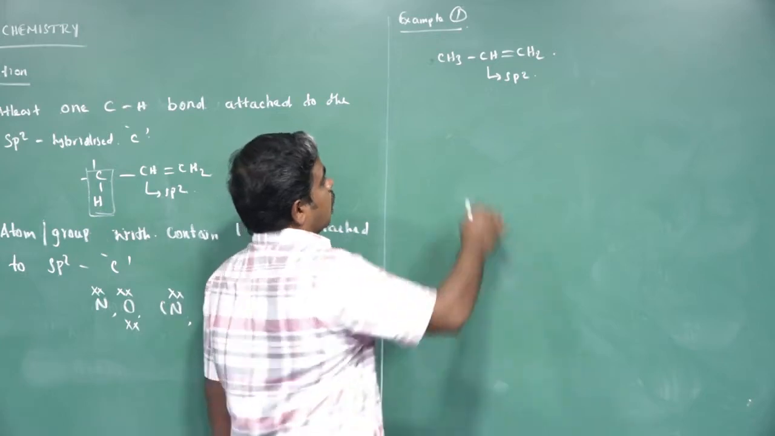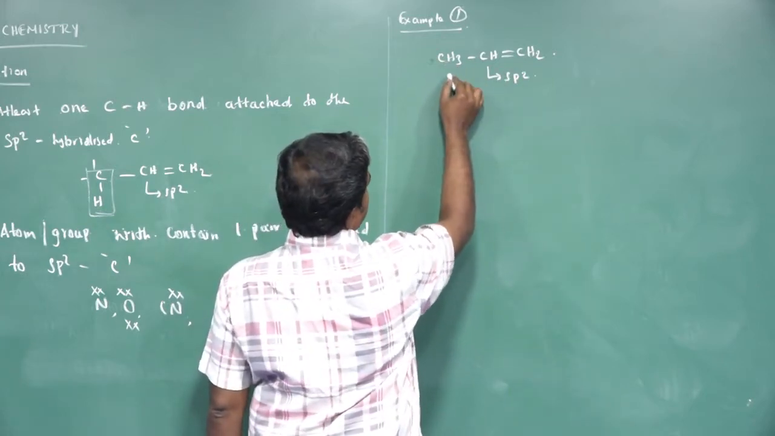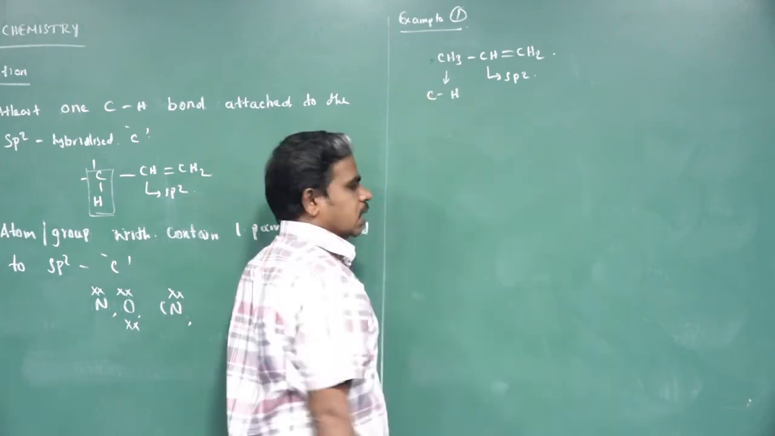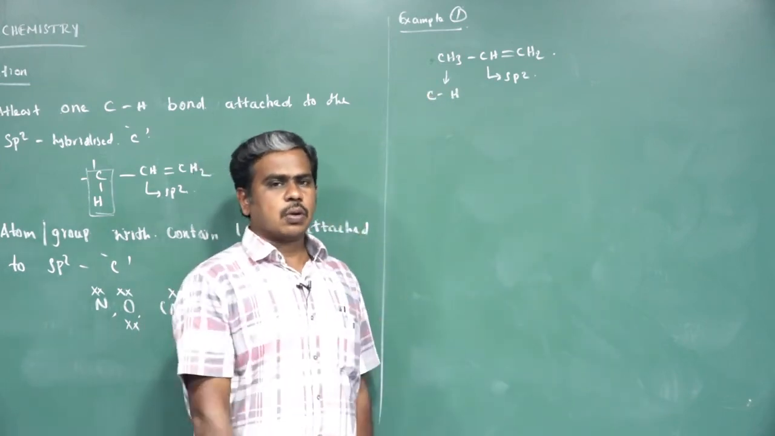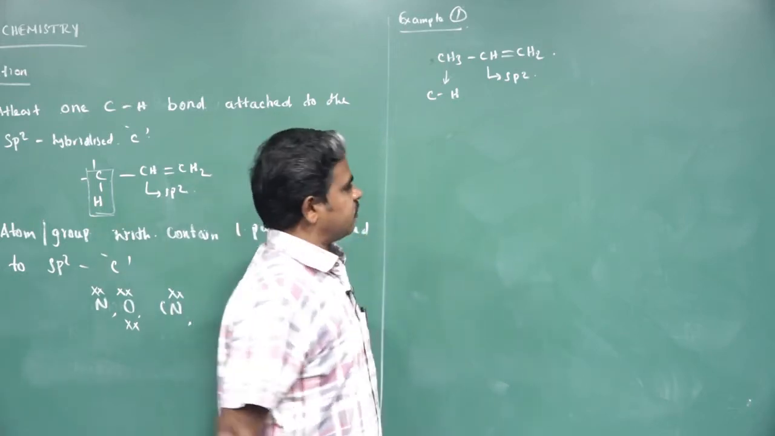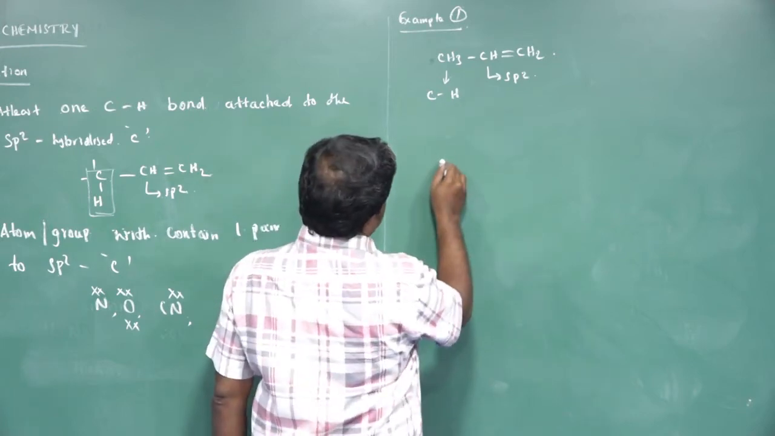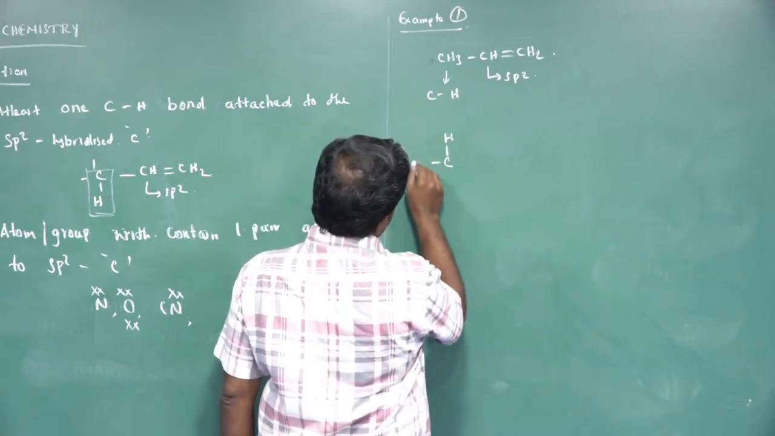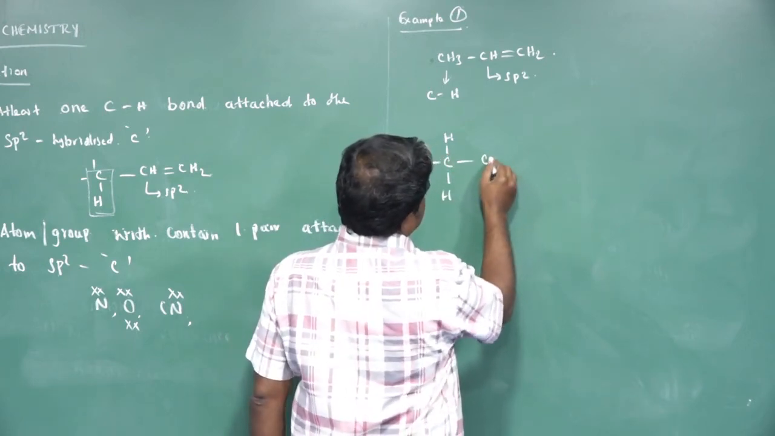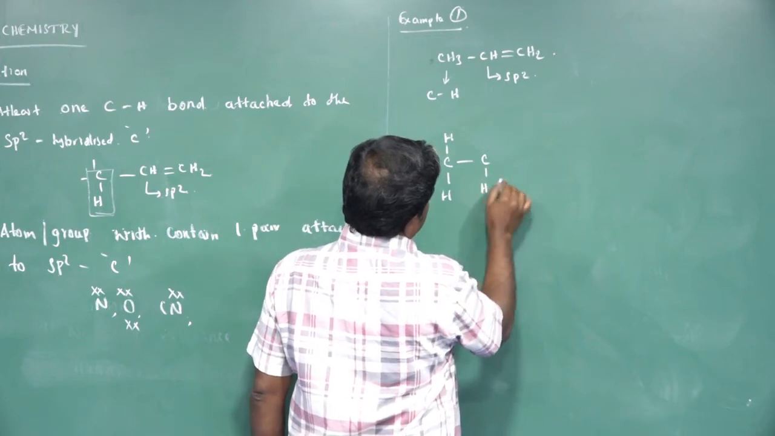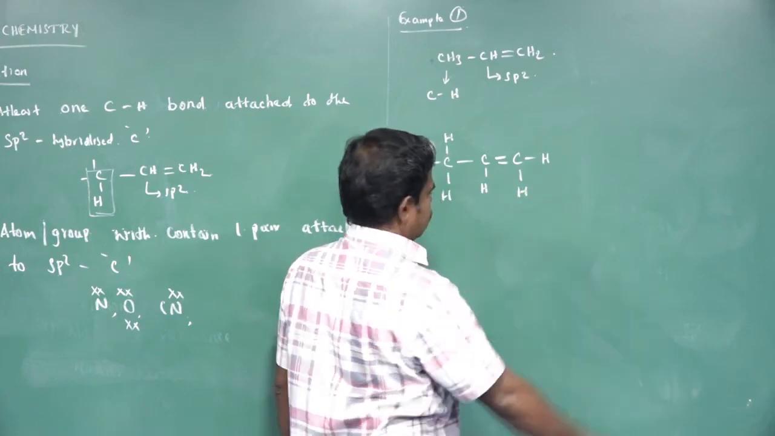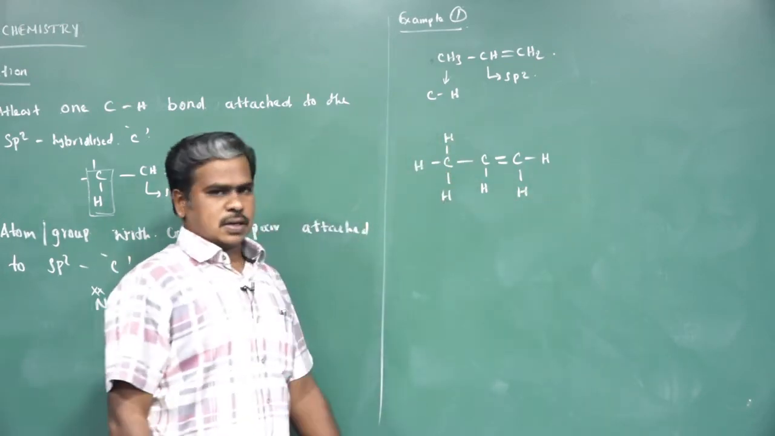sp2 carbon. Now, adjacent to the sp2 carbon, which contains a CH bond, these molecules undergo hyperconjugation, or resonating effect, or Baker-Nathan effect. Now, we may take here carbon and hydrogen, hydrogen, hydrogen. And here is the CH bond, C, H, and the double bond, C, H, and that H. Now, we may expand here.